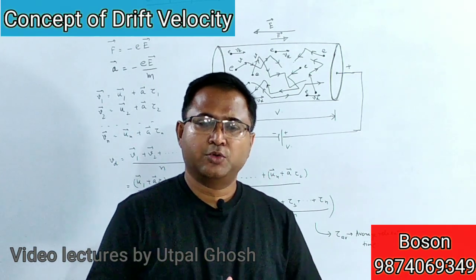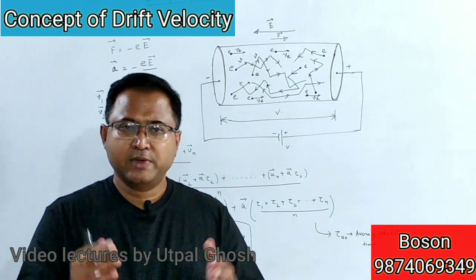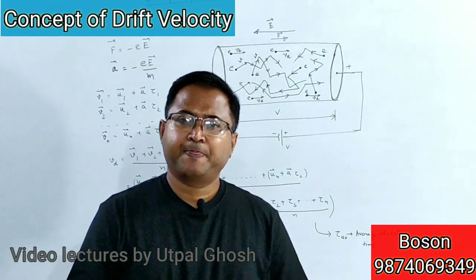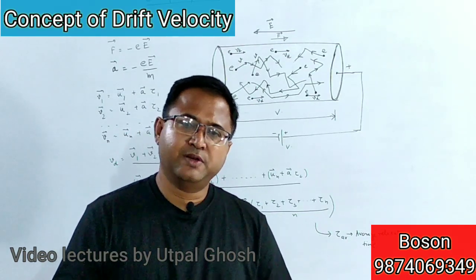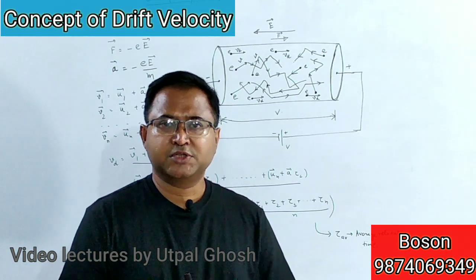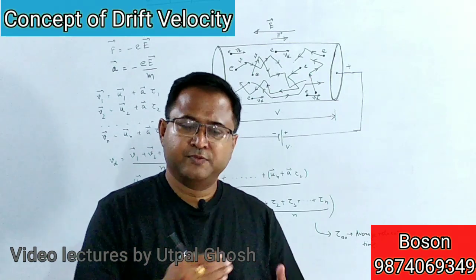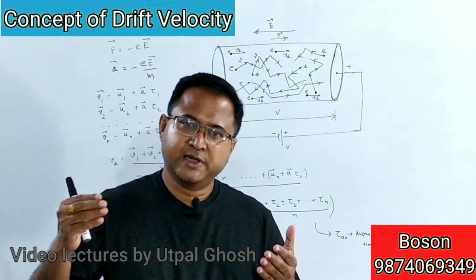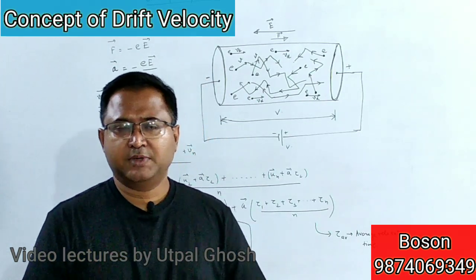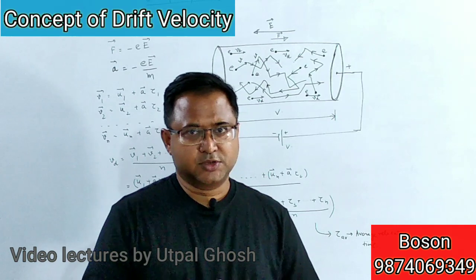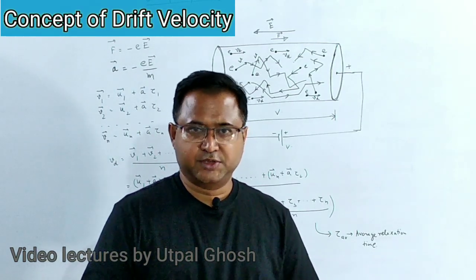But what happens if we apply a potential difference across a conductor? So when we apply a potential difference across it, apart from the random motion, the electrons will drift towards the positive end of the conductor, and this velocity with which the electrons on average will drift towards the positive end of the conductor is called the drift velocity. So now we'll derive an expression for drift velocity.